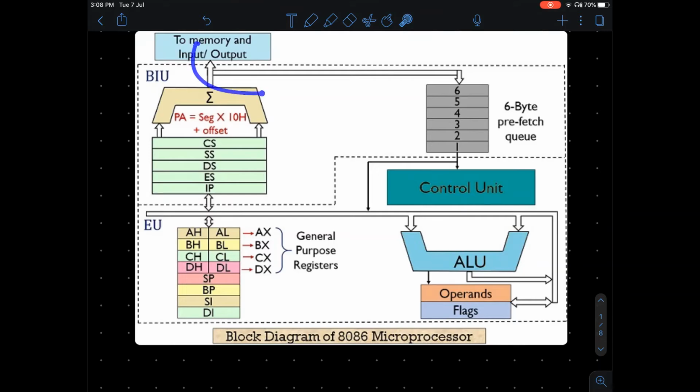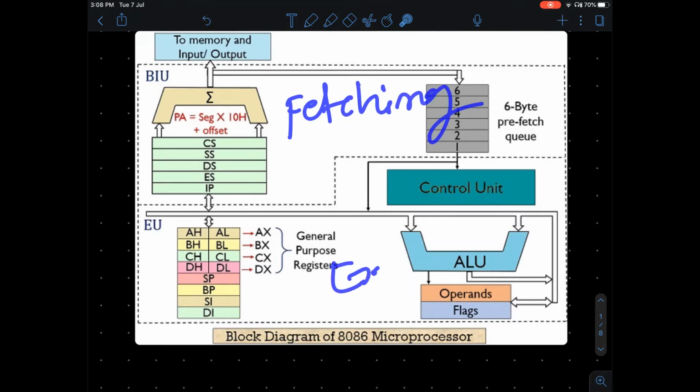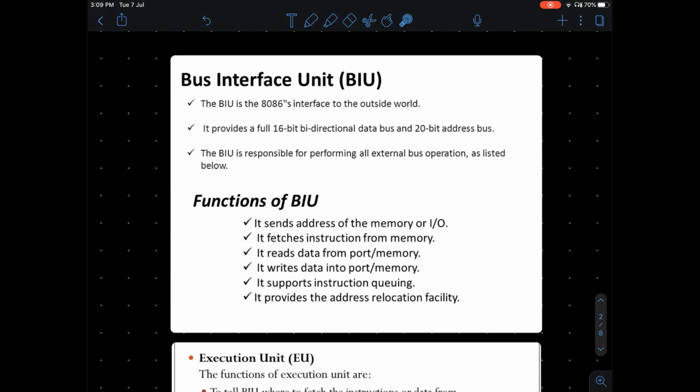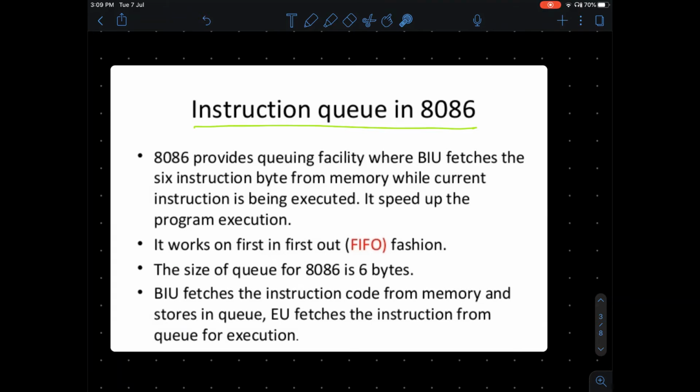This means when the BIU is busy fetching the instruction, the execution unit executes the instructions. Both operations are going on: the fetching operation is going on here and the execution operation is going on here. This feature is called pipelining. You have already studied this. Pipelining is when fetching and execution go on simultaneously. So here is the instruction queue in 8086.